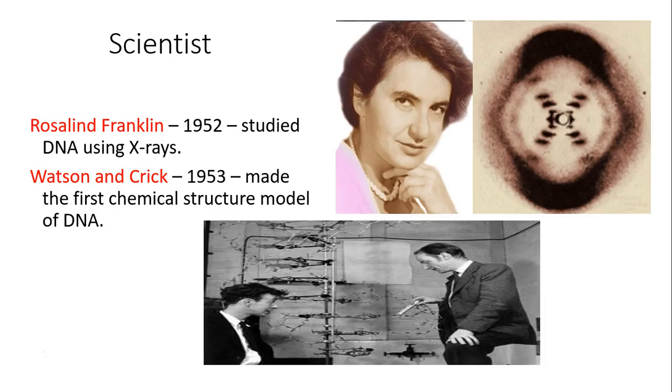Also know, we spoke about the key scientists that were responsible for the structure of DNA. The first one was Rosalind Franklin. Rosalind Franklin studied DNA using X-rays, so she was able to produce this and determine that there was a 3-dimensional structure of DNA. But then these 2 guys, Watson and Crick, back in 1953, made the first chemical structure model of DNA, as you can see them here. Alright, Rosalind Franklin took the X-ray. These 2 guys used her information to develop the 3-dimensional, chemical structure of DNA.